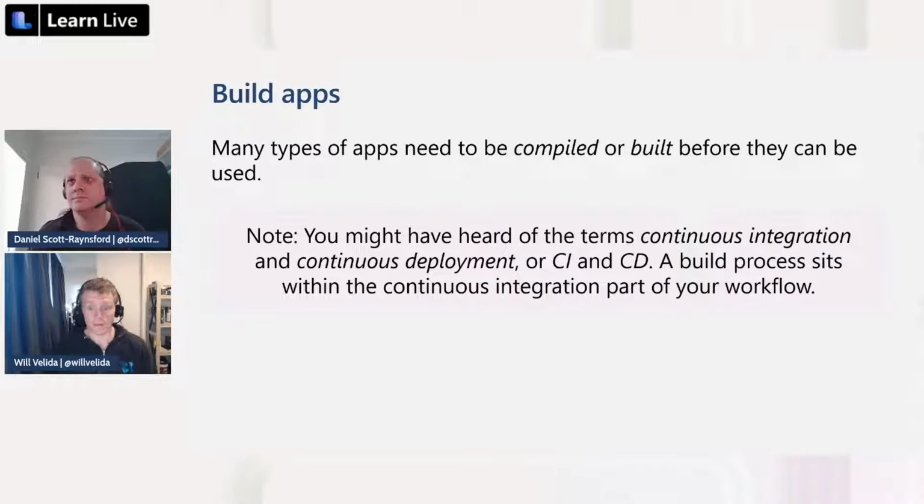Dan, I've heard something a little bit about how artifacts work in GitHub Actions. Could you kind of explain how that works? How long is it stored for? Is it stored forever, or is there a bit of an expiry on it?